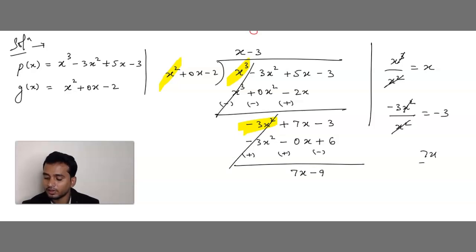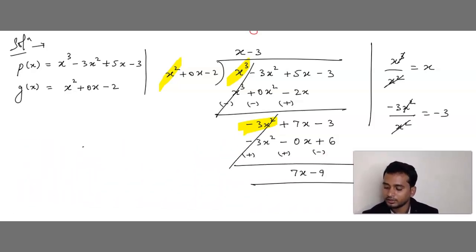First term 7x. Outside x square. One time it will get cancelled. That is 7 by x. 7 by x will get cancelled? No, it won't get cancelled. So what we need to do? We need to stop solving the problem here itself. So what is the remainder? We have got 7x minus 9.